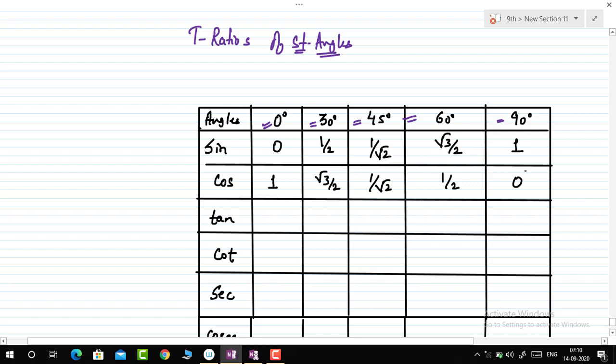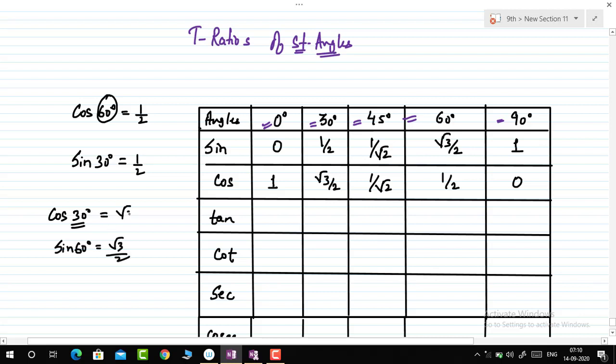So how will you remember? Suppose someone asks you what is the value of cos 60 degree. You first need to find the complement of 60. The complement of 60 is 30. So we will be finding the value of sine 30. Whatever the value of sine 30, that will be same as the value of cos 60. Similarly, if someone asks you cos 30 degree, the complement of 30 is 60. So we will be finding sine 60 degree. It is root 3 by 2. So cos 30 is also root 3 by 2.